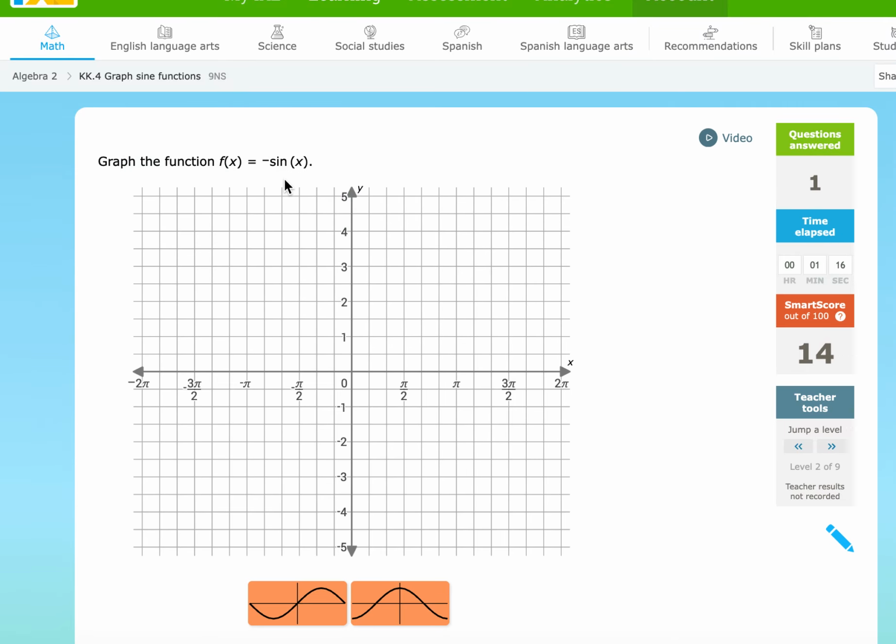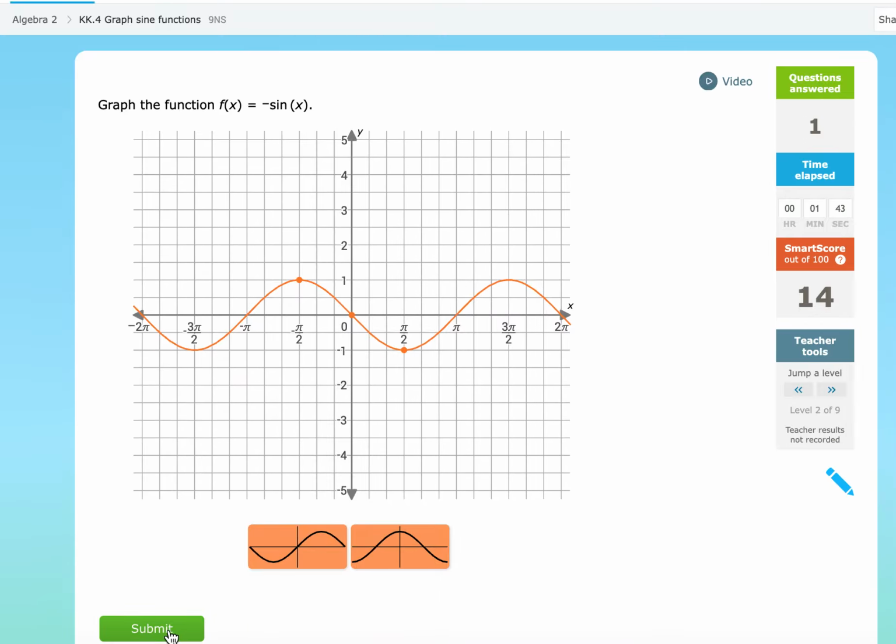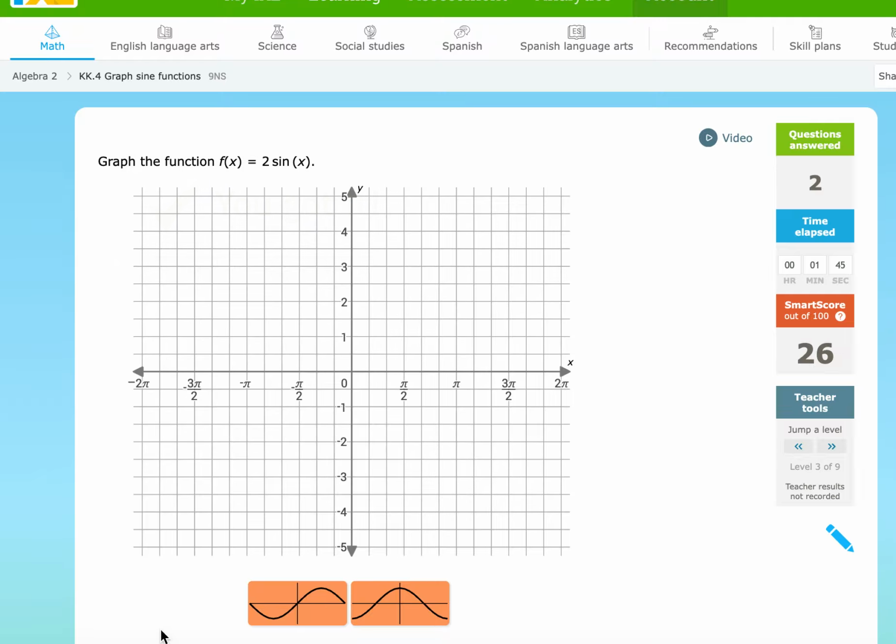Now the next one, you have a negative in front of sine of x. That negative is going to reflect my graph across the x-axis. So as I said before, we start at 0 because sine of 0 is 0, and then sine of 90 is 1, but when we multiply that by the negative in front of the sine, it becomes -1. So now it is a reflection. Let's check the answer, and it is correct.